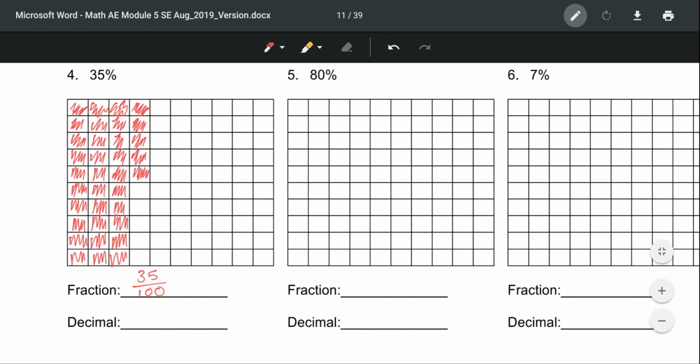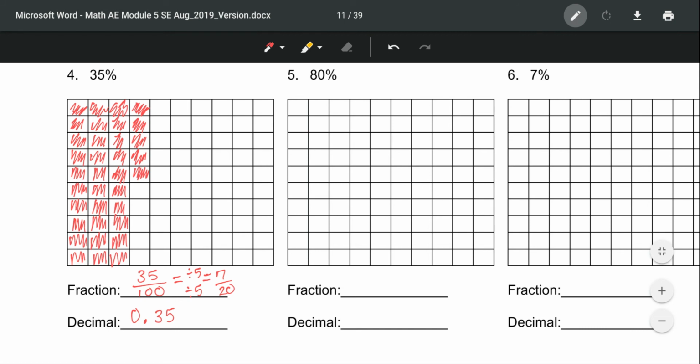So 35 out of 100, we want to simplify that fraction. And if you divide the numerator and denominator by 5, you get 7/20. So now as a decimal, 35 hundredths would be 0.35.